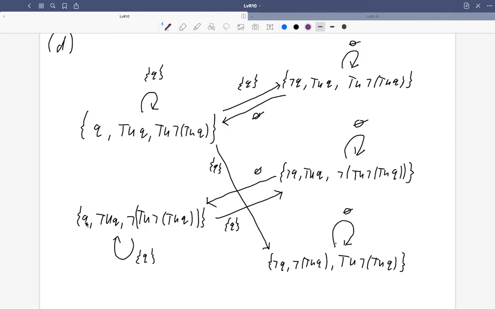So the negation of that is in this state. So this is one initial state. And here we've got another initial state. So we seem to have two initial states here.